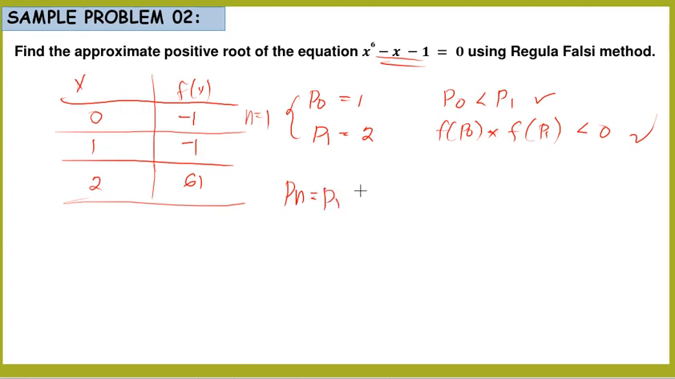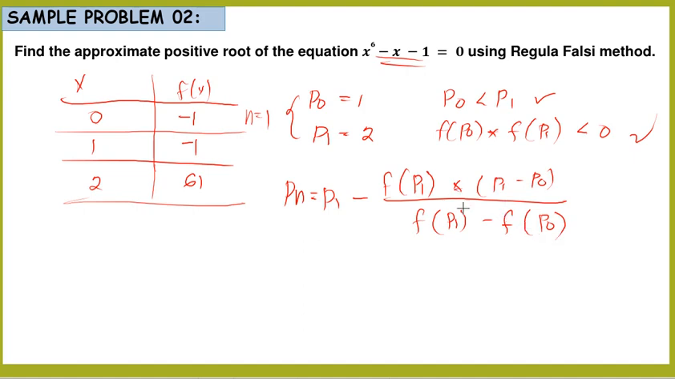Diba? That is P1 minus the function of P1 over the function of P1 minus the function of P0, times P1 minus P0. Okay? So, importante itong equation because gagamitin natin itong equation to solve for the value of Pn sa second method and sa regular falsi method. Since sa bisection method, divide lang natin ng 2 itong P0 and P1 pagkuha ng Pn doon sa bisection, di ba? If maalala nyo pa. Okay?